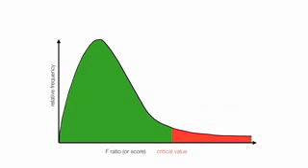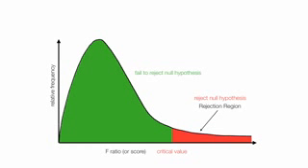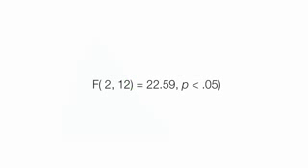Now, if the value that you calculated is greater than the critical value, you fall in the rejection region, and you reject the null hypothesis. If the result that you calculated is less than the critical value, you fail to reject your null hypothesis. Your results should look something like this, and this is the F test. That's what the F stands for.